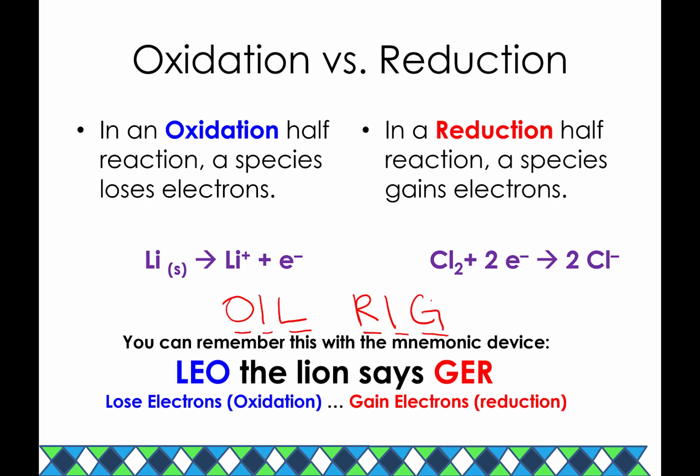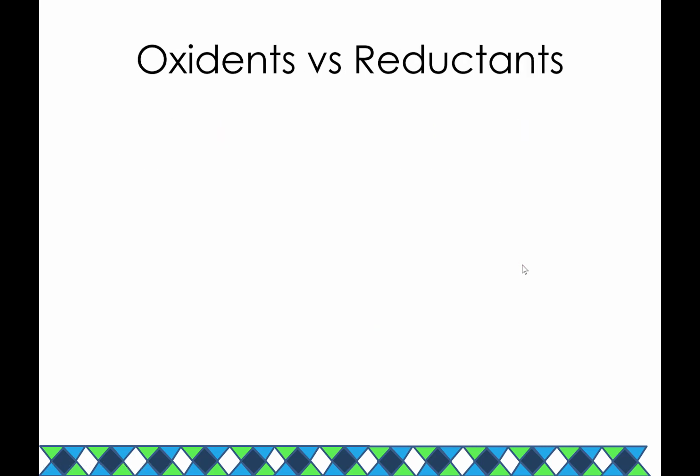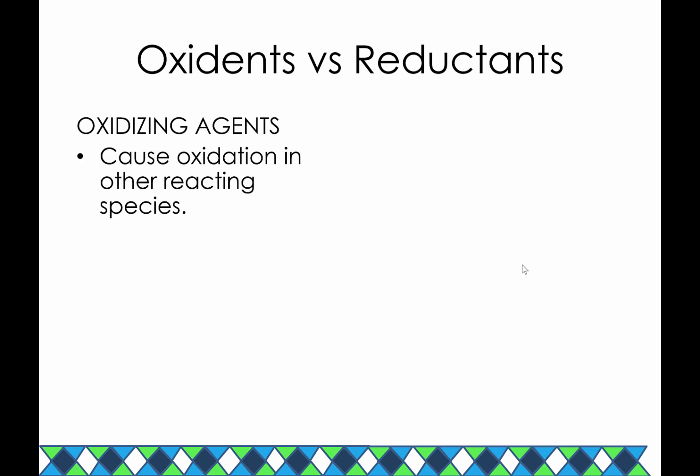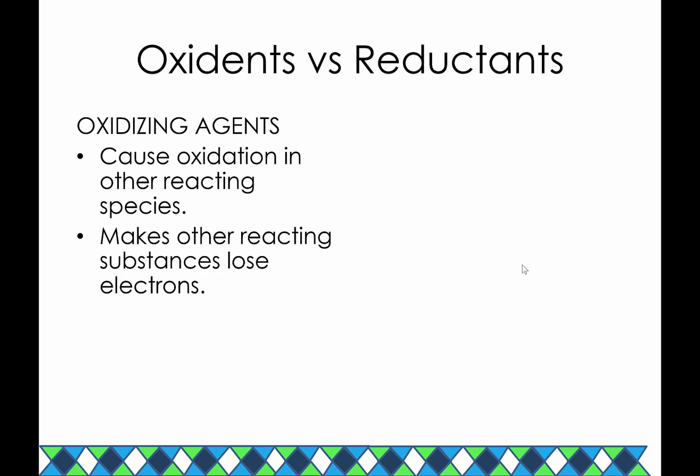So here we're talking about what is oxidation and what is reduction. We also need to think about oxidizing agents or oxidants and reducing agents or reductants. So oxidizing agents cause oxidation in other reacting species. So if you're causing something to be oxidized, you're taking electrons from something so that it will lose electrons. So making other reacting species lose electrons is the characteristic of an oxidizing agent.